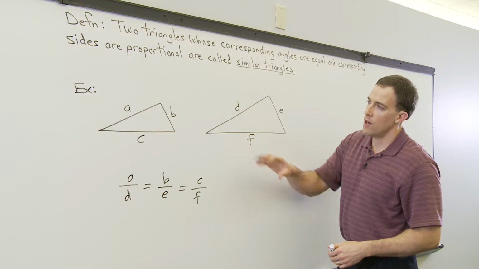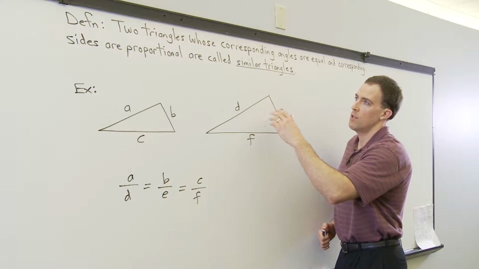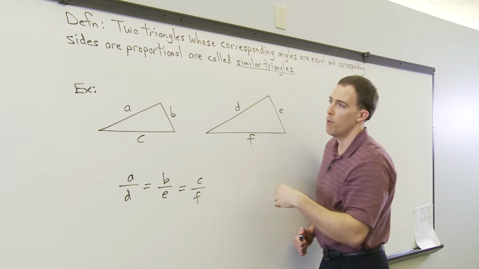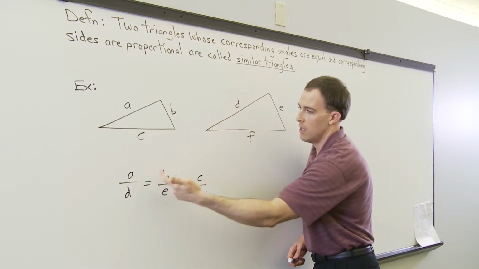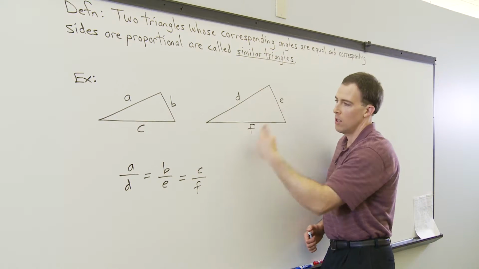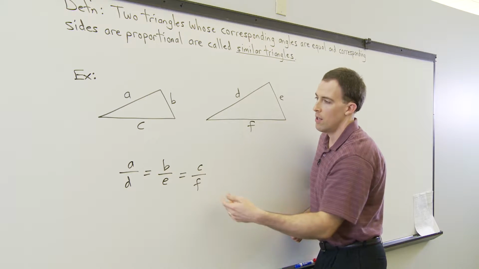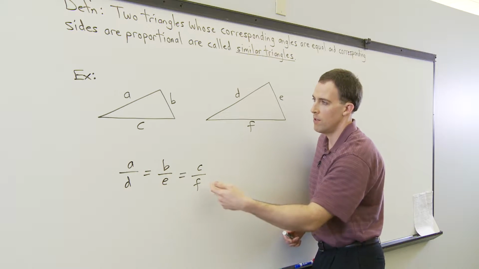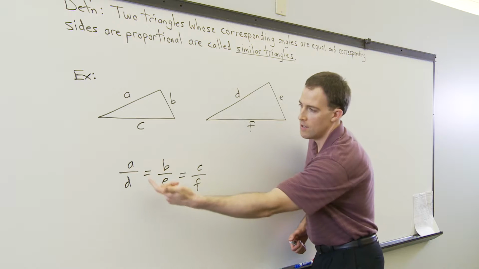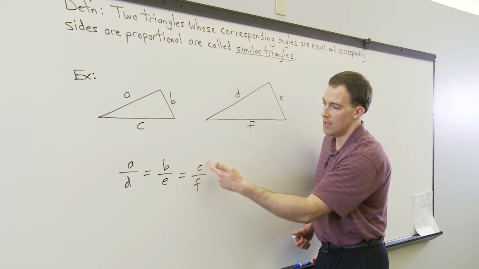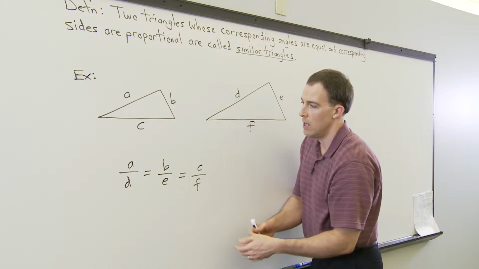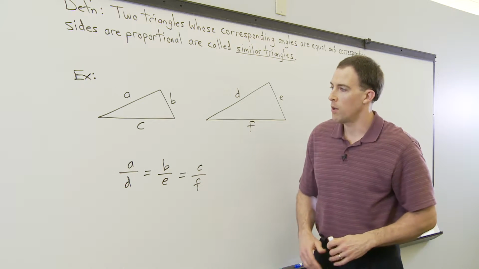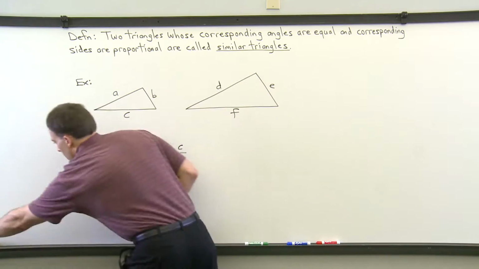So given that these triangles are similar, the definition says that their corresponding sides are proportional. So we can write down the proportion like A is to D as B is to E. And we can also conclude that both of those ratios are also equivalent to C is to F. So A is to D as B is to E as C is to F. You can take any two of these ratios and set them equal to each other, and you have a true proportion. I'm going to do an example right now.